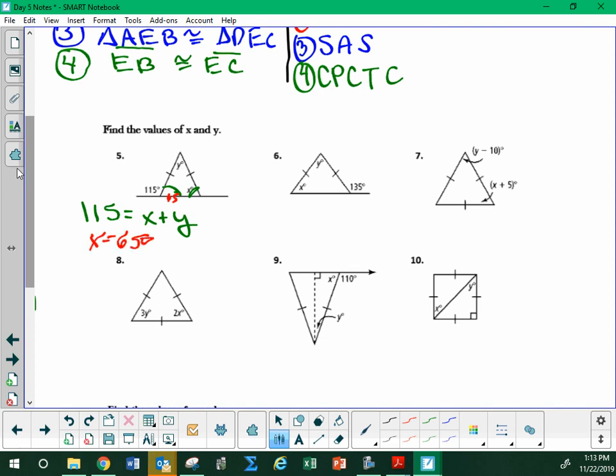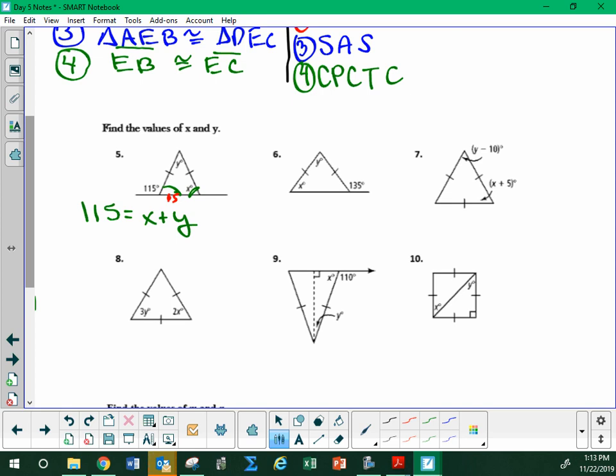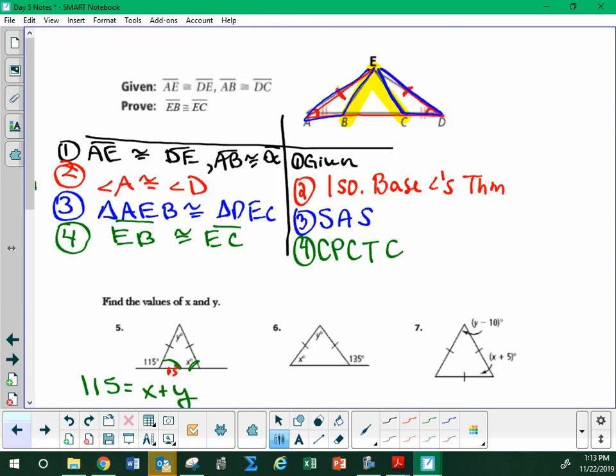That's supposed to be 65. How do you know that? X and the other angle, is it because of that isosceles base thing? Yeah, they do that. So isosceles base angles are equal there.